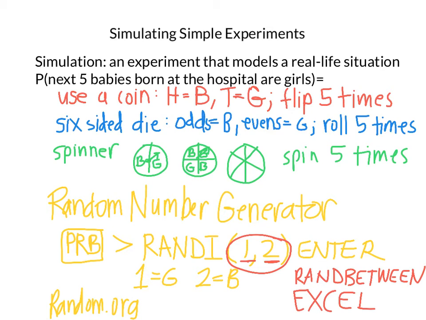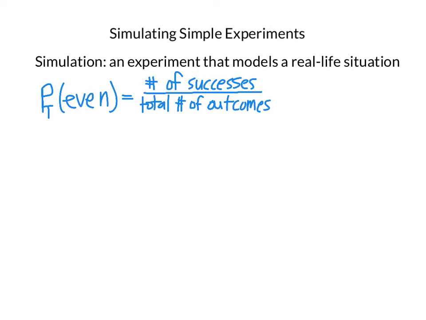Now I want to talk about how we find the probability of these experiments. Theoretical probability we write as capital P sub t, and then the event, whatever it is. In this case we were looking for a girl, so we would put P sub t of girl, and this equals, and this is again the theoretical, not what we're doing today, but I need to tell you the theoretical before I tell you the experimental, the number of successes over the total number of outcomes.